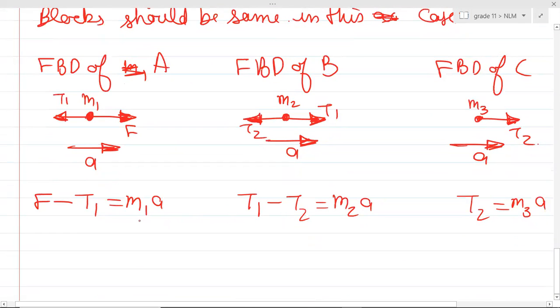Once you got all these equations, what to do now? Add all these. Why do you want to add all these? Can you see this is minus T2, this is plus T2, so on adding, this will get cancelled. This is minus T1, this is plus T1. On adding, it will get cancelled, right?